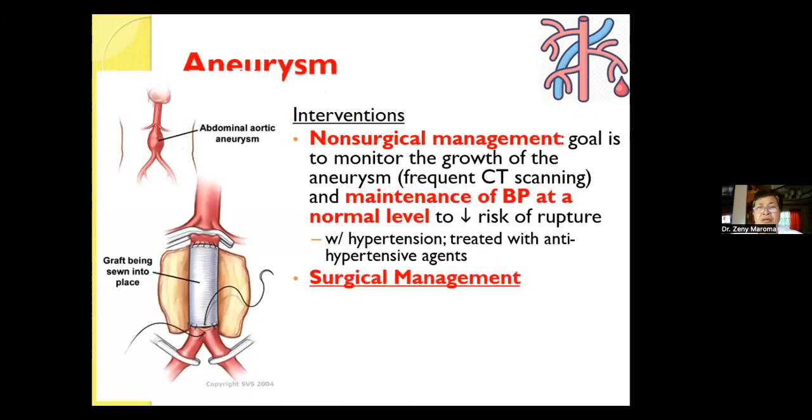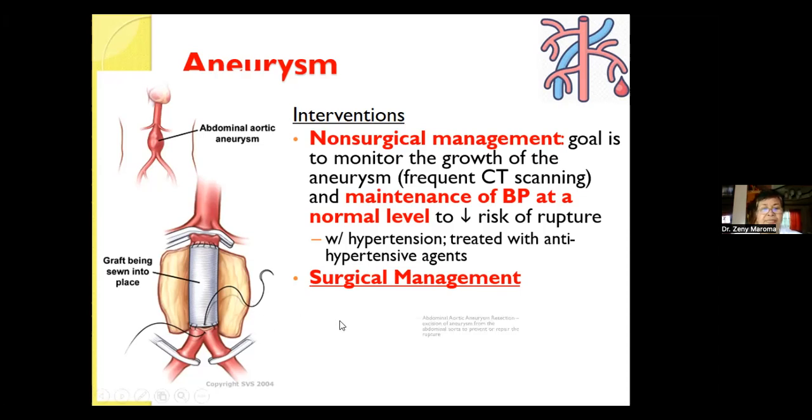Non-surgical management, goal is to monitor the growth of the aneurysm. Ayun, yung frequent scanning, yung sinasabing serial ultrasound. Serial. Uulit-ulitin para makita ang progression ng paglaki niya. At kailangan makontrol ang blood pressure. Bibigyan ng anti-hypertensive drug kasi ang cause ng rupture ay hypertension. Kaya bibigyan natin ng anti-hypertensive medication na inaaral natin.